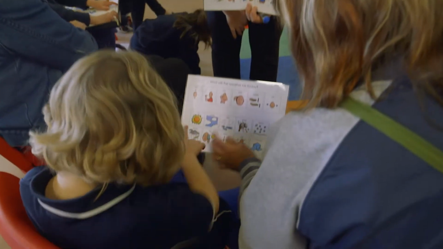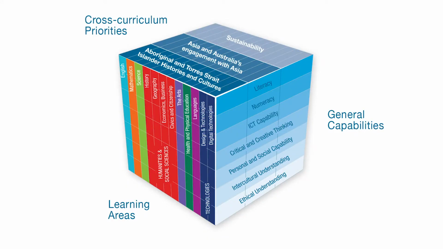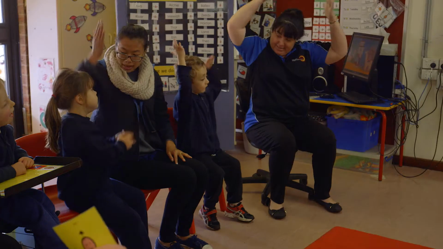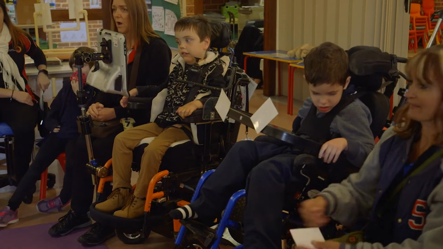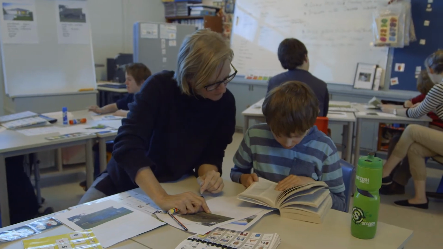Teachers apply what they know about each student's level of achievement in the F to 10 curriculum and use the general capabilities and cross-curriculum priorities to plan class and individual programs. Because there are students of multiple ages within each class, teachers start their planning by looking at age-equivalent content in the relevant learning areas for each student.